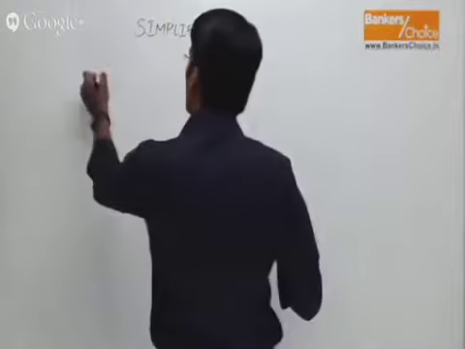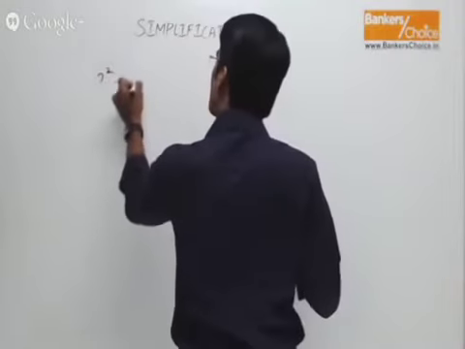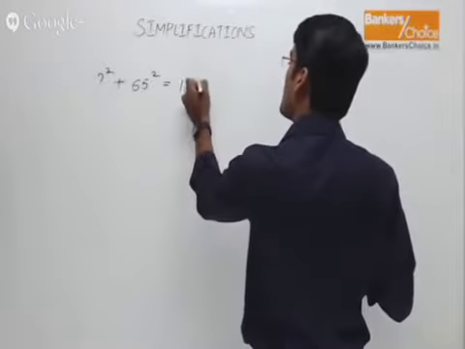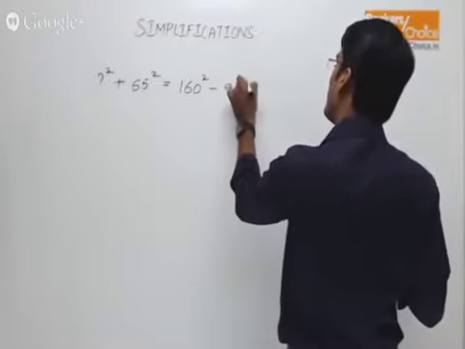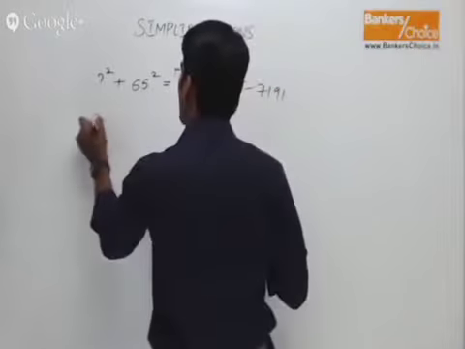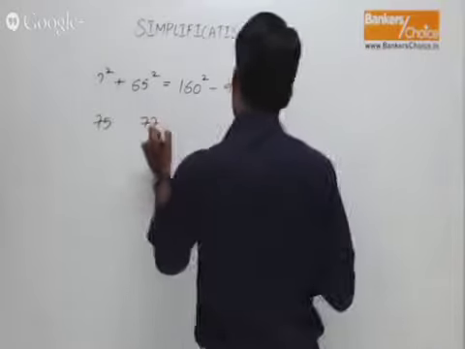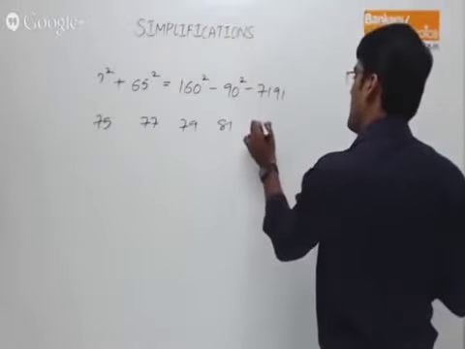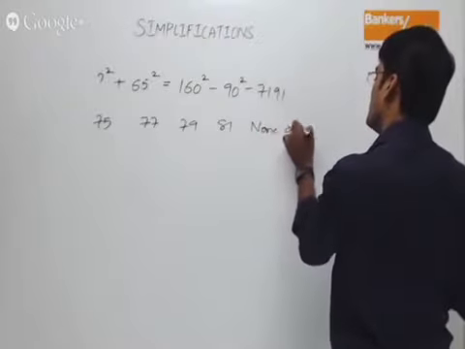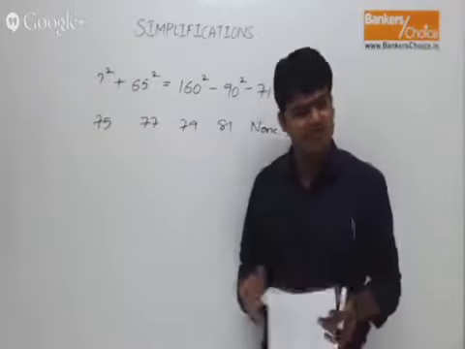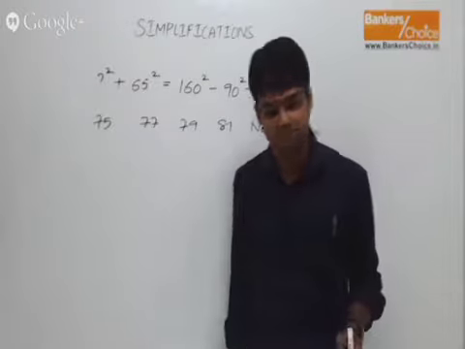Look at this. Question mark squared plus 65 squared equals 160 squared minus 90 squared minus 7191. I'll give you the options: 75, 77, 79, 81, and the fifth option is none of these. How much time do you think it will take? 30 seconds. The time starts now.